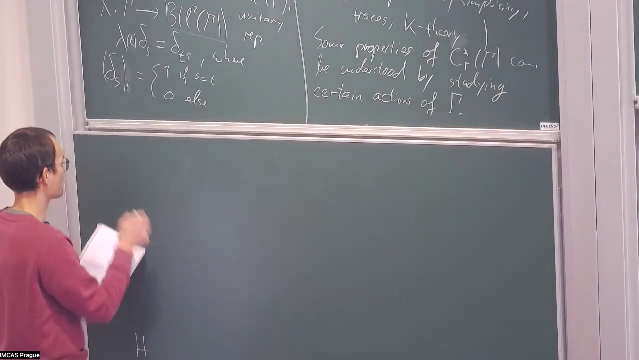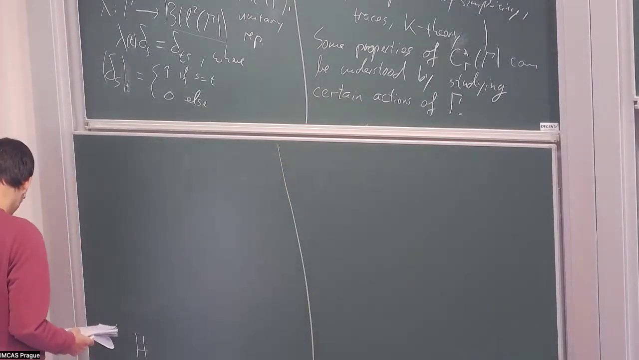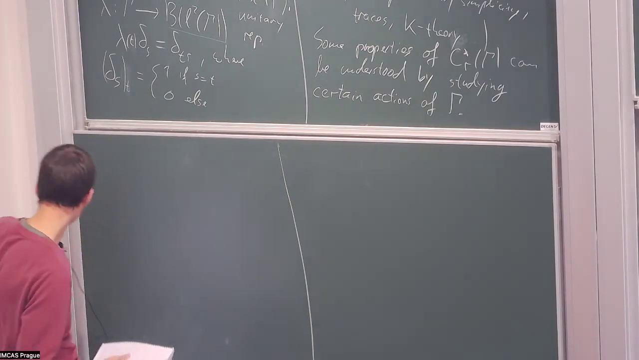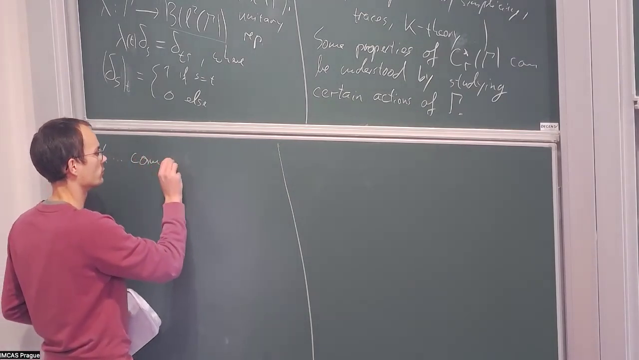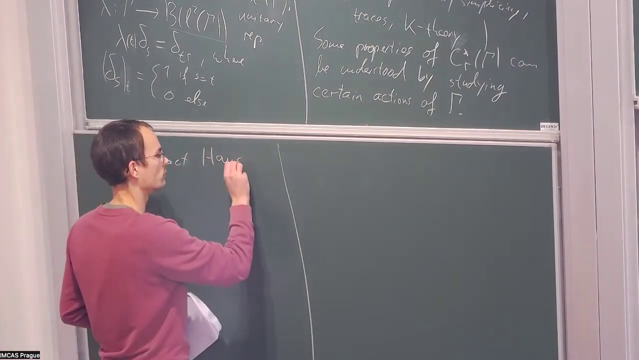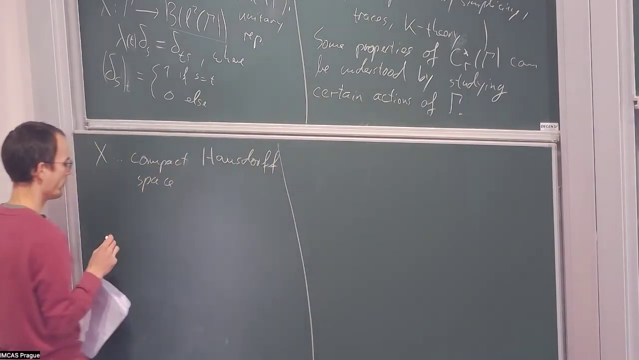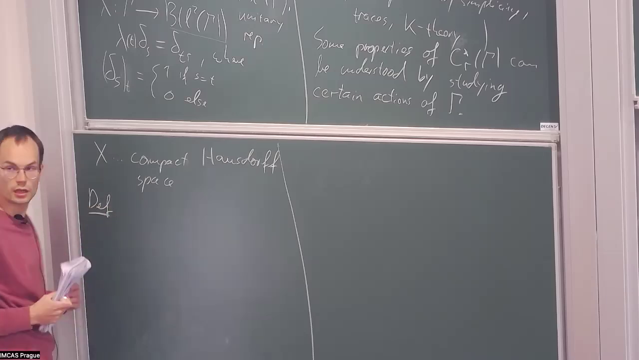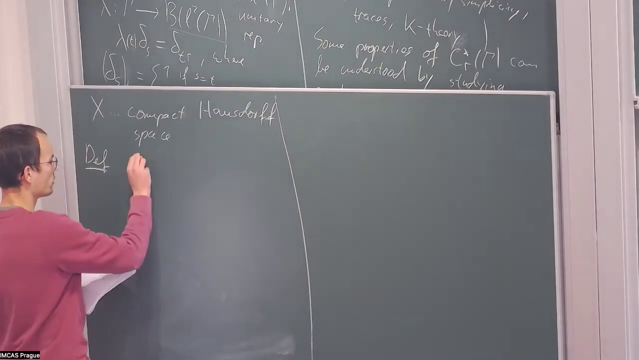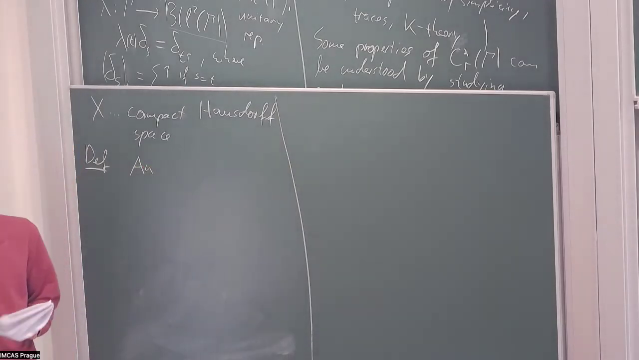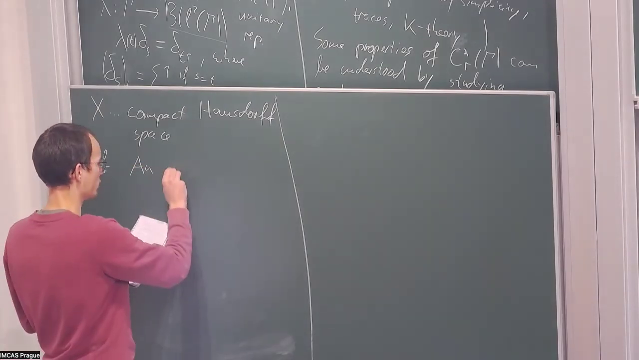So first of all, what's an action? So let's say X is a compact Hausdorff space. Then, which time do I have? Okay. An action, I think I gave a free seminar not too long ago where I also introduced actions, and I don't remember exactly in what context. So I'll do it again.